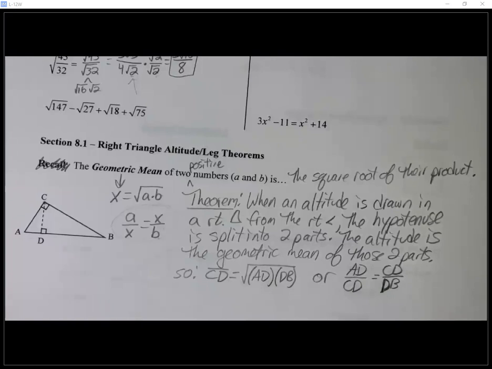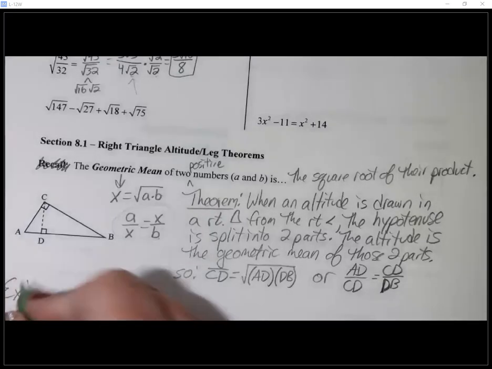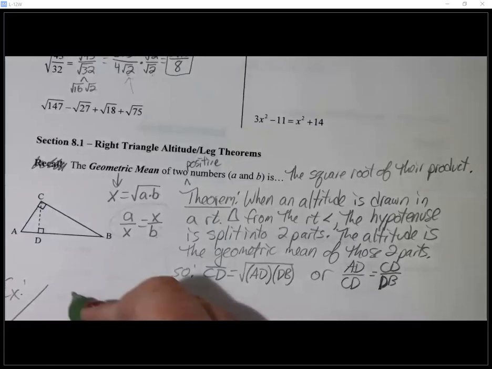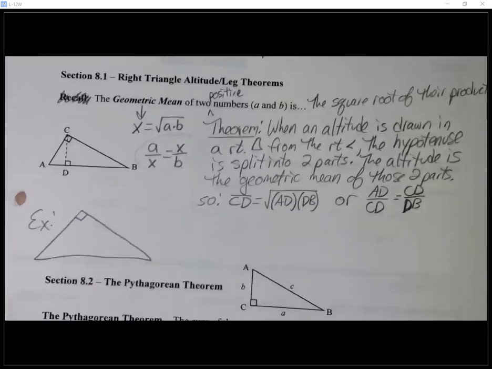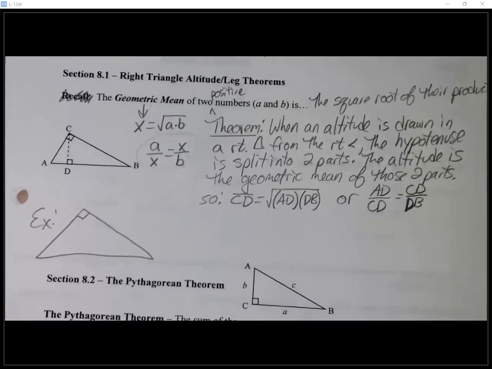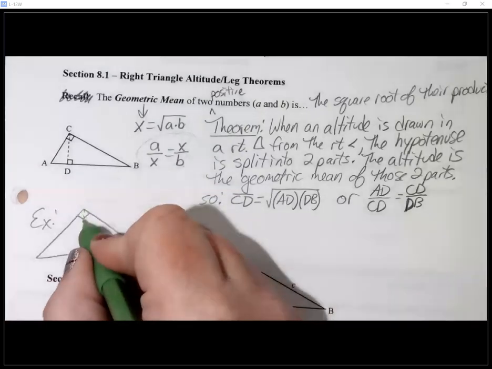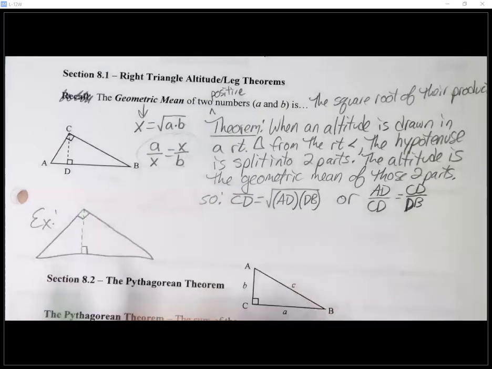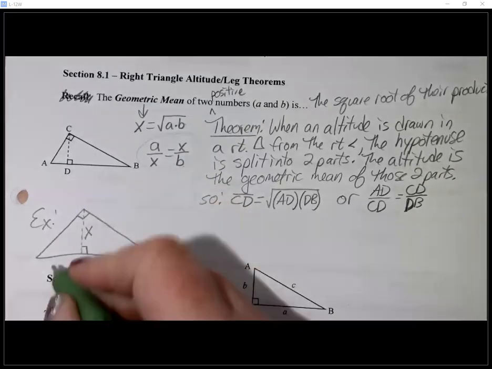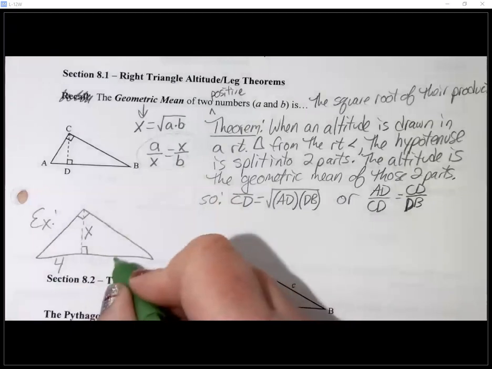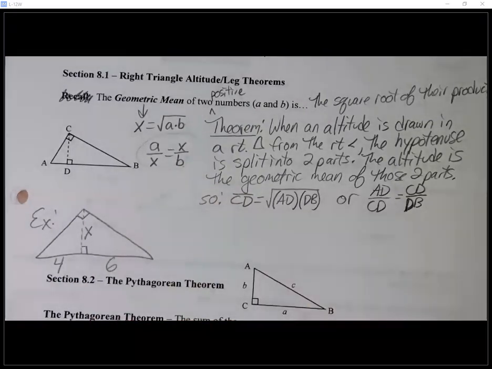So let's try this with some numbers, shall we? Let's say I start off with a right triangle. Oh, let's get this on the screen. I have a right triangle. I then draw an altitude from that right angle. If I wanted you to find the length of X, knowing that this piece was 4, and let's say this one was 6, you can find it. Give it a try.